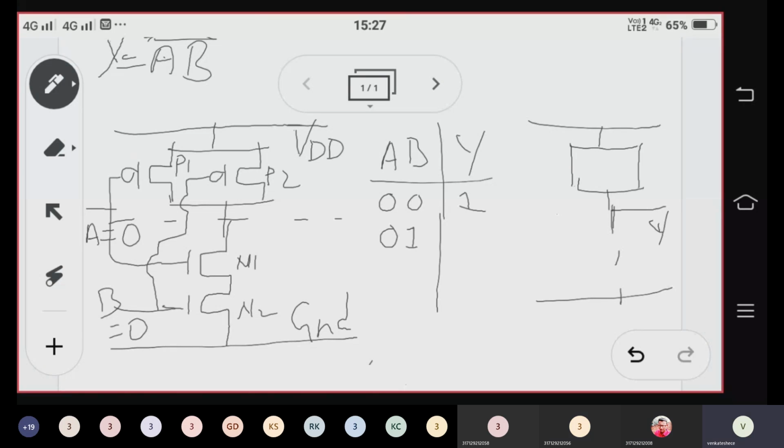Now let us consider I am giving inputs as 0 and 1. For A I am giving a 0, and for B I am giving a 1. Now this 0 is connected to the P1. Is P1 in on condition or off condition? On condition, sir. P1 is in on condition.